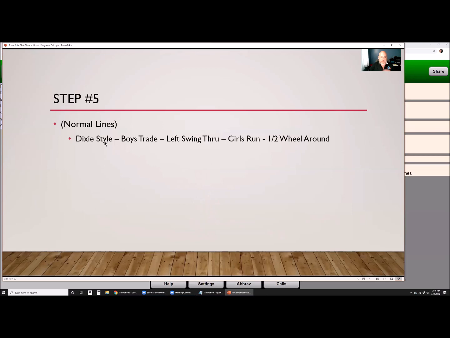The next thing I'm going to do is put in that same spot, and this time I'm going to do a half a wheel around. Why? Because it's technically the same module I just did. And I think when you get a fraction, it feels good. If the caller says half a wheel around, for those of you that aren't aware at this point, that is a bend the line. So basically, I did a left swing through, girls run, and then the half a wheel around is the same thing as if I said girls run and bend the line.